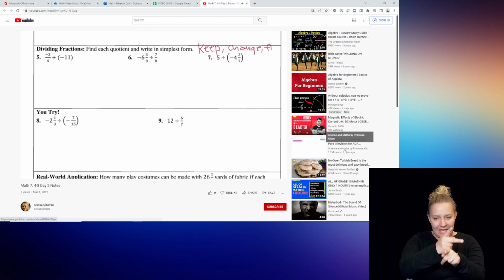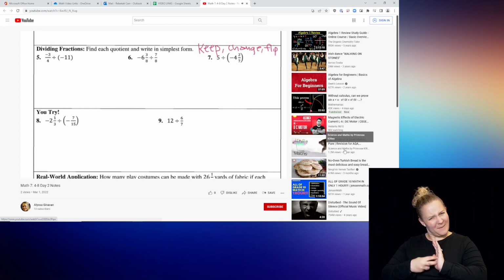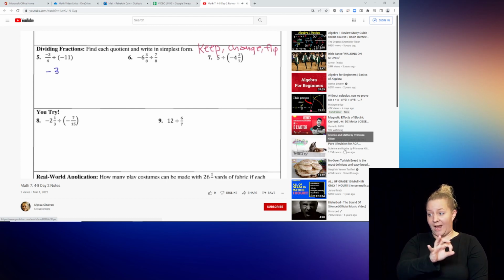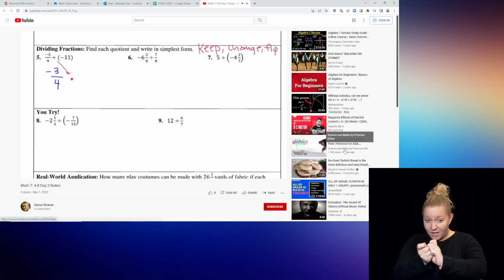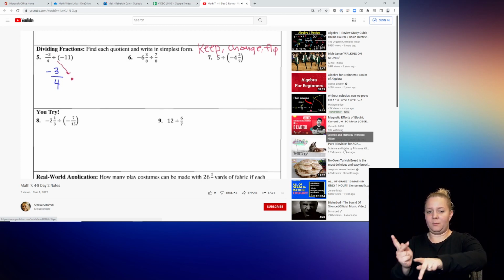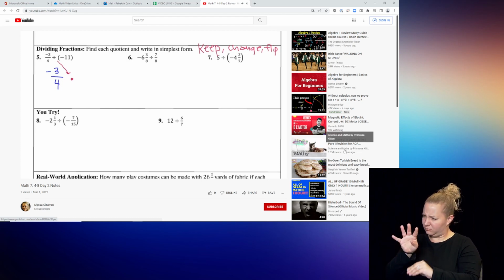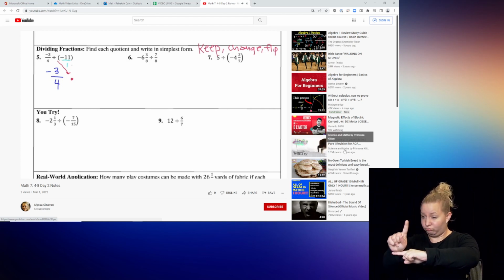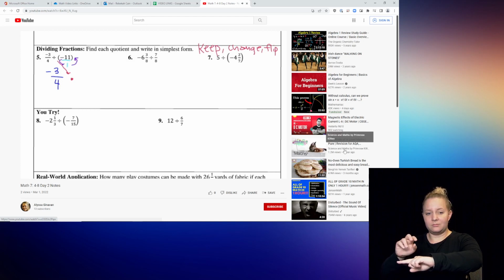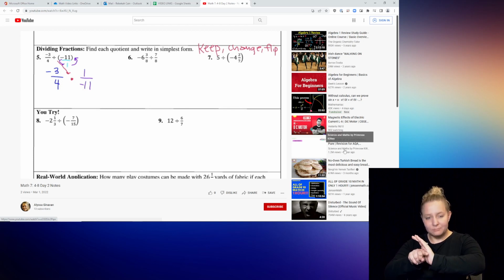So what that means is we're going to keep the first fraction. So for number 5, I'm going to keep -3 over 4. I'm going to change the division to multiplication. And then I'm going to flip this. Wait, that's not a fraction. So remember, when we have any number, you can always put that number over 1 to create a quick fraction. So -11 over 1. But we're actually going to flip that for division. So I'm going to put that 1 up in the numerator and the -11 down in the denominator. So 1 over -11.